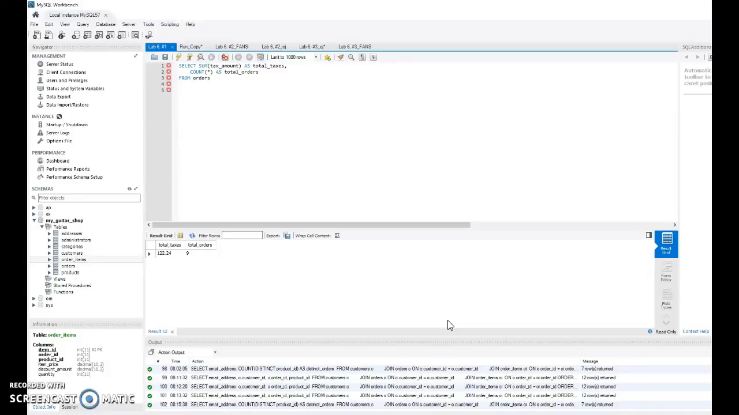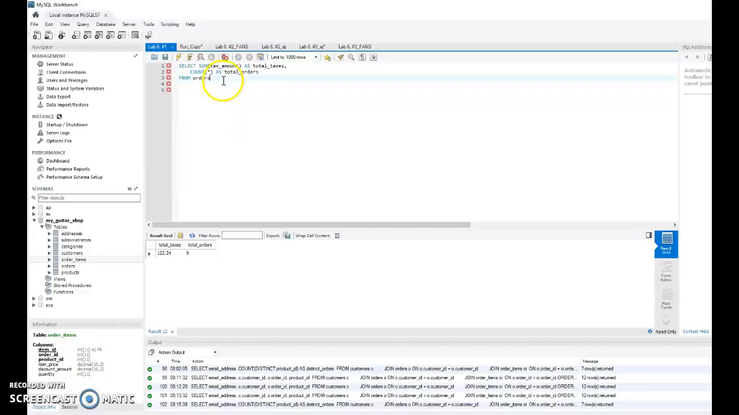Lab number 6. And we are looking at the code for number 1 right now. Write a select statement that returns these columns: the count of the number of orders in the order table, the sum of the tax amount columns in the order table. It's all about the order table.